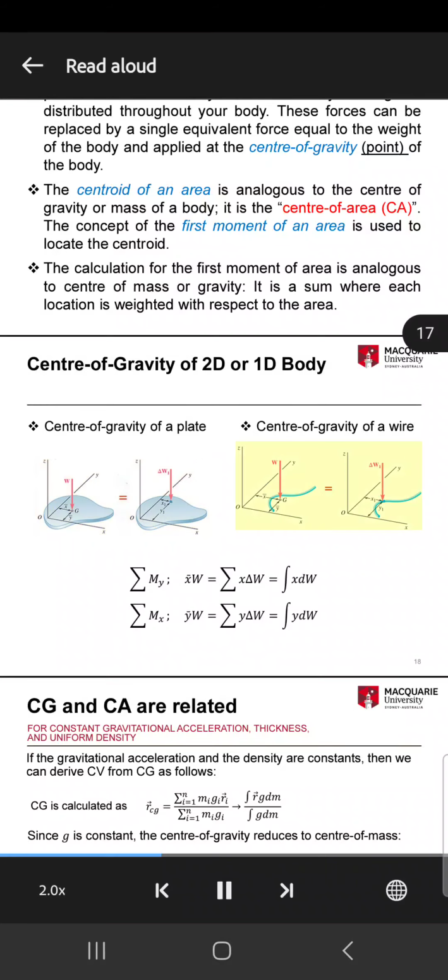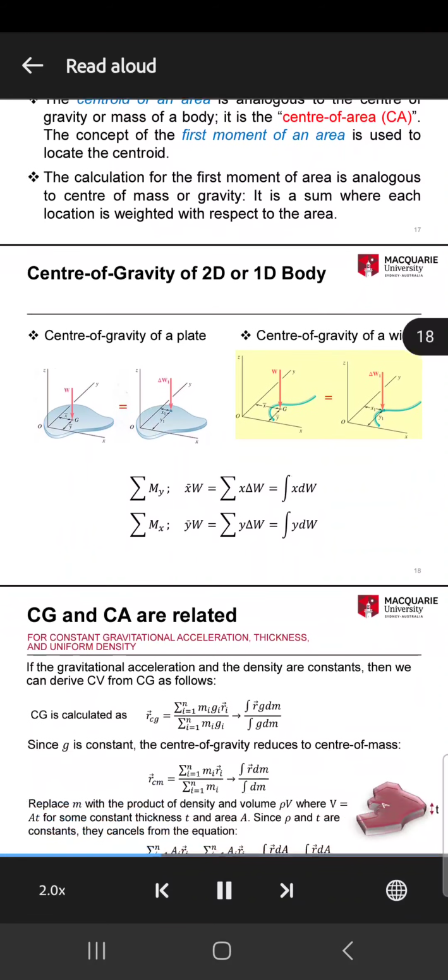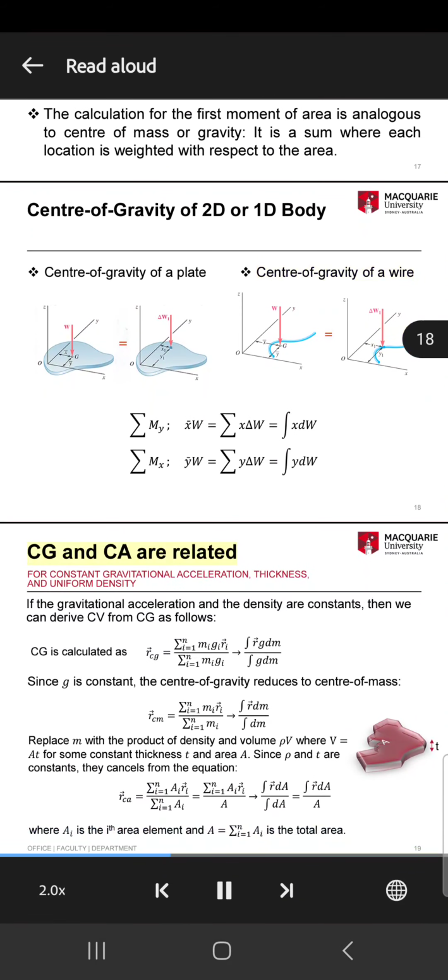Left figure, a generically shaped wire in the xy plane, and the location of the center of gravity. Right figure, the location of an infinitesimally small portion of the wire. Center of gravity of a wire. CG and CA are related.